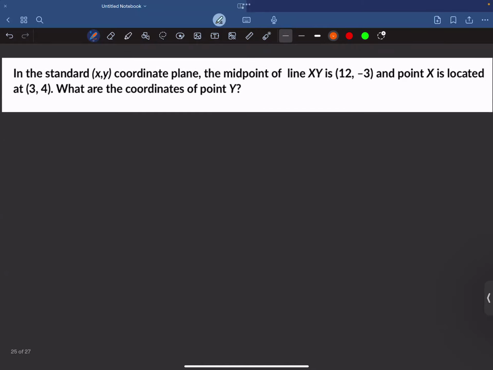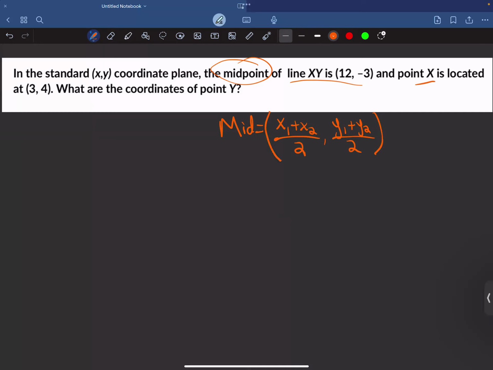In the standard XY coordinate plane, the midpoint of line XY is 12, -3, and point X is located at 3, 4. What are the coordinates of point Y? Okay, we're given our first point, and we're given the midpoint. Well, anytime you hear midpoint, I want you to think of your midpoint formula. To not confuse you, I'm going to write mid. My midpoint formula says x1 plus x2 divided by 2, y1 plus y2 divided by 2.